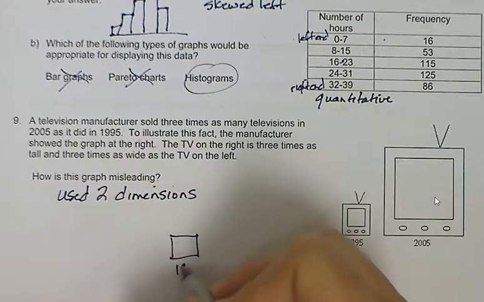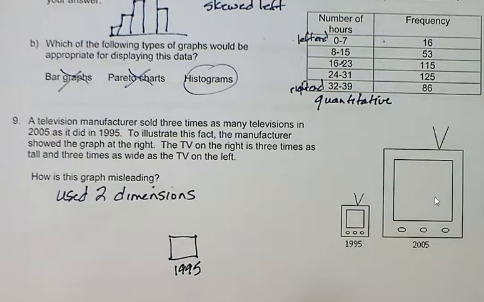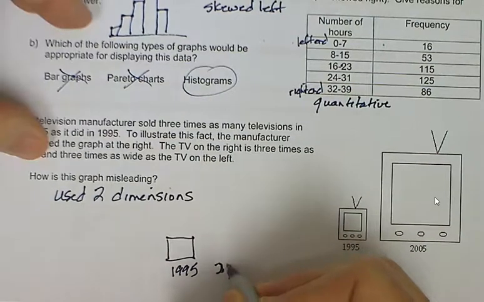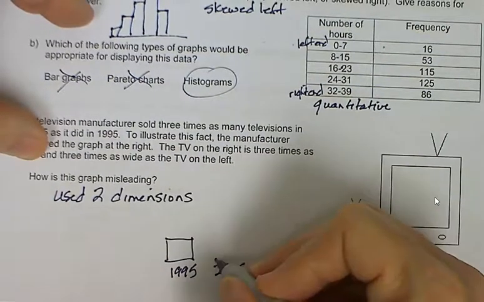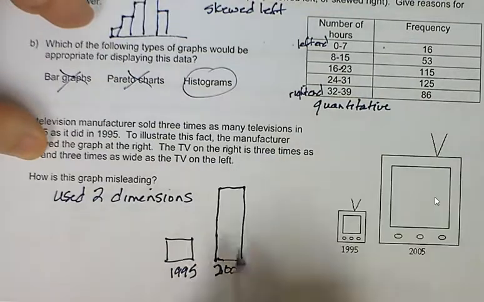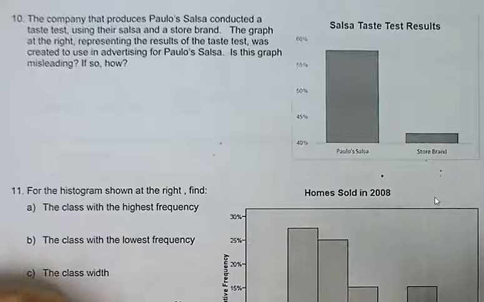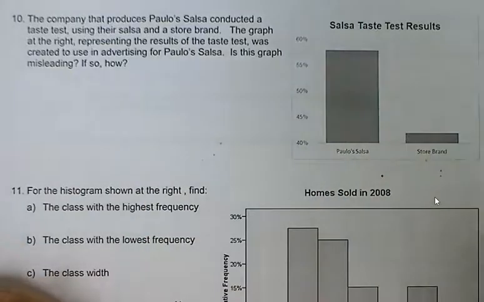They could have had the 1995 as one bar, and then for the 2005, they could have had a bar with the same width, just 3 times as tall. So something like this would not be nearly as misleading as this one. Here's another graph. This one is used in an ad for Paulo's Salsa.